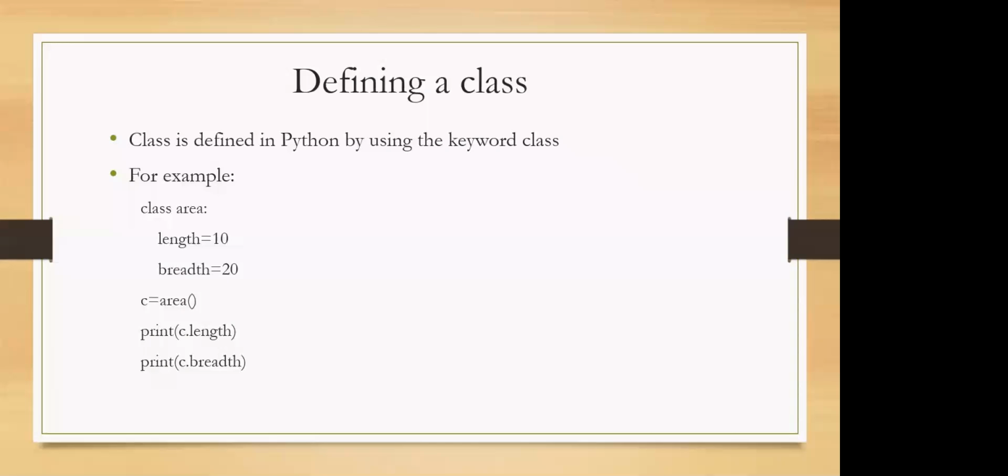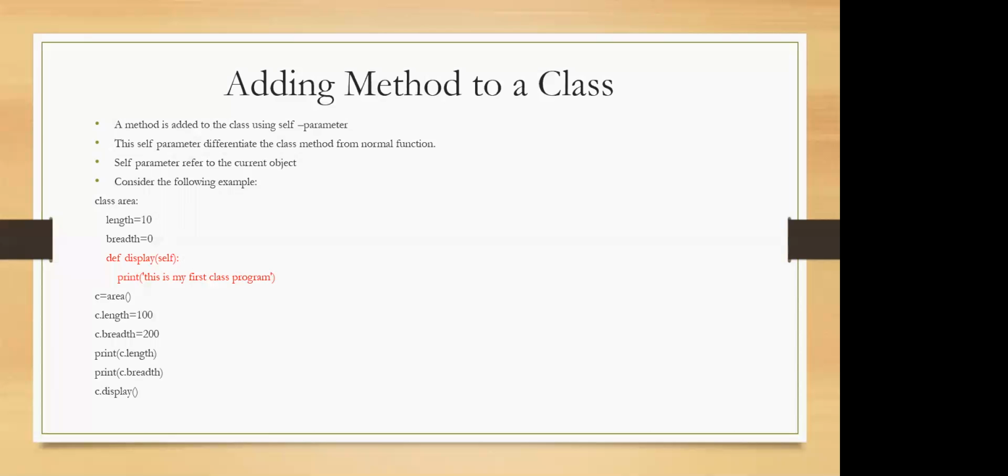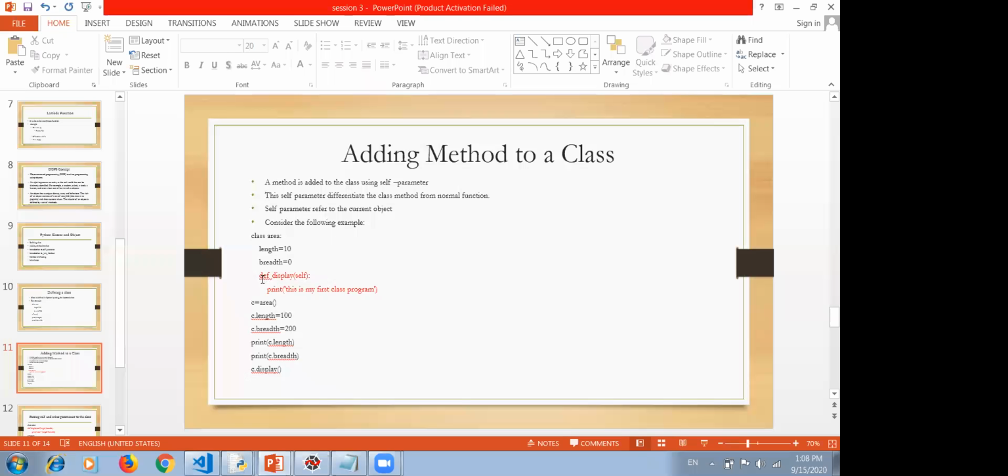So how to define a class is, I think, clear. Next, adding a method to a class. In these slides, we can see that a method can be added by using the def keyword. Then you have to pass the self parameter. The rest is the same. We have already executed this program.